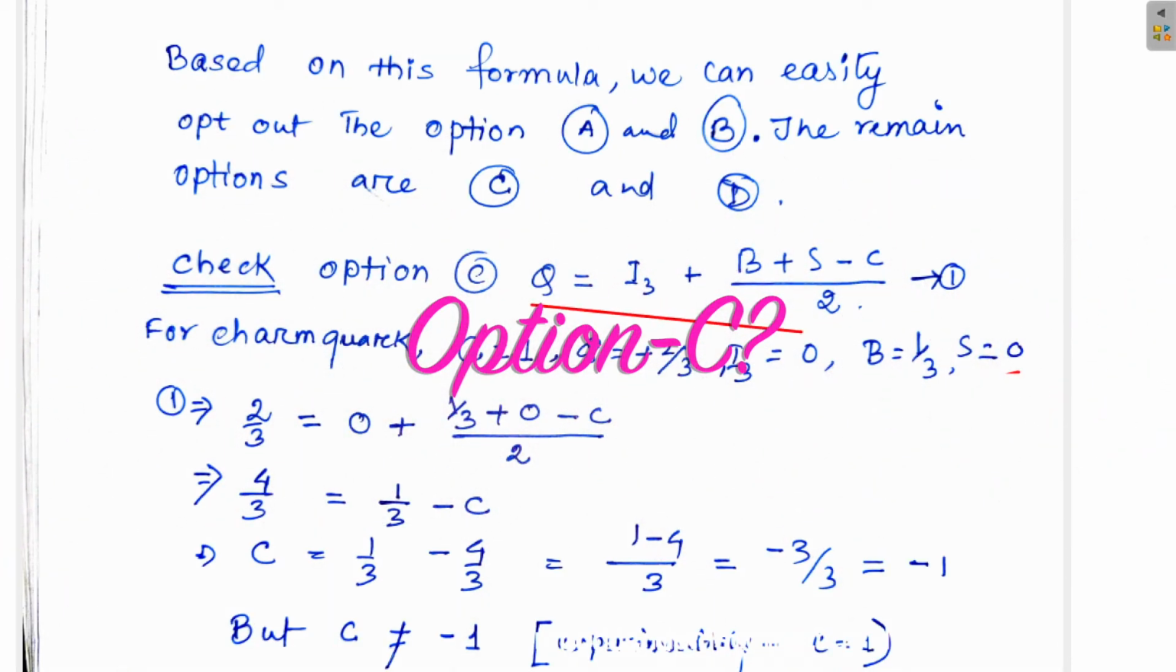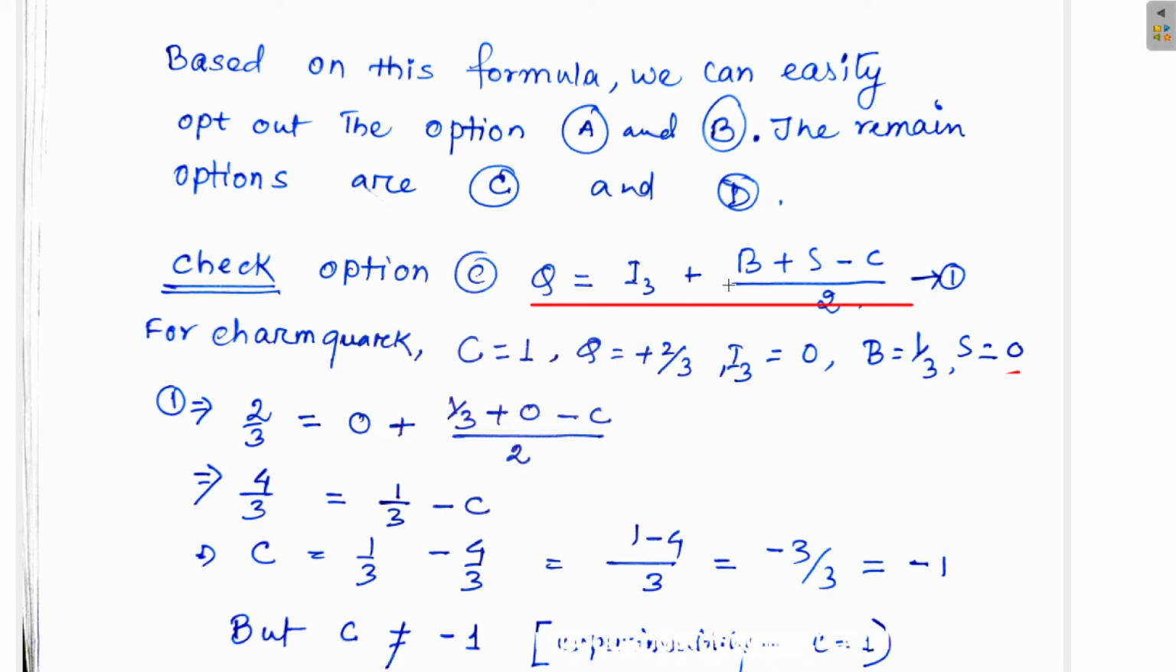Option C is given by this relation: Q is equal to I3 plus B plus S minus C over 2. Now let's proceed to check whether this relation is correct or not. So we have the quantum numbers corresponding to the charm quark like this. The charmness is plus 1, the charge is plus 2/3, the third component of isospin of the charm quark is 0, the baryon number is 1/3, and the strangeness is equal to 0.